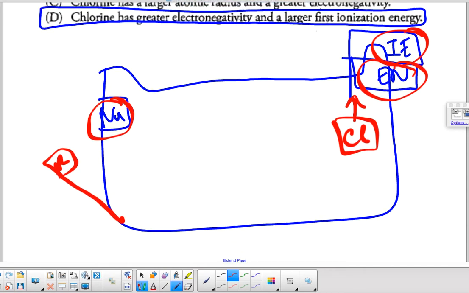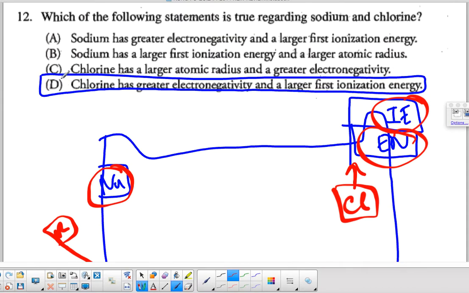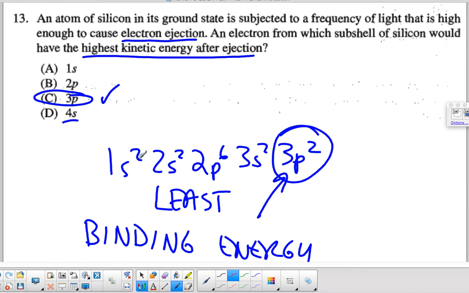Sodium would be larger based on where it is in the periodic table, but the correct answer is D. Chlorine has a greater electronegativity and a larger first ionization energy. Remember, ionization energy is directly related to size. The smaller the atom, the harder it is to remove the electrons.